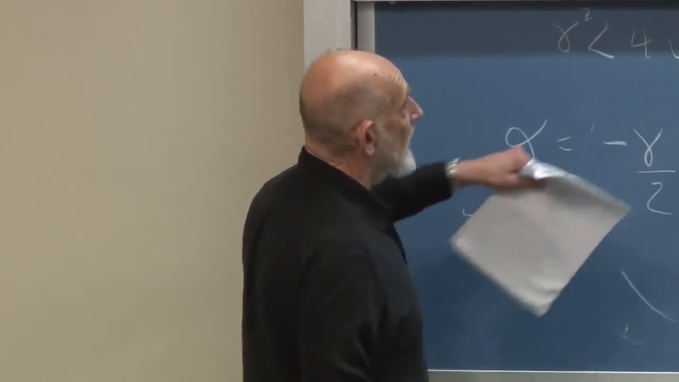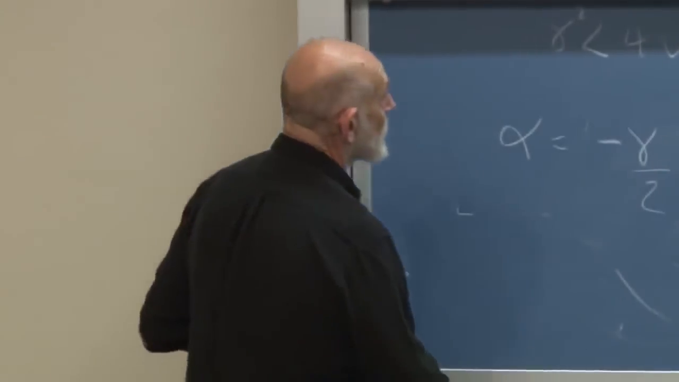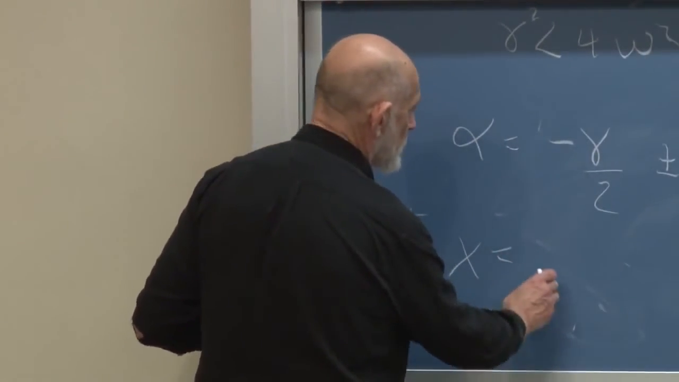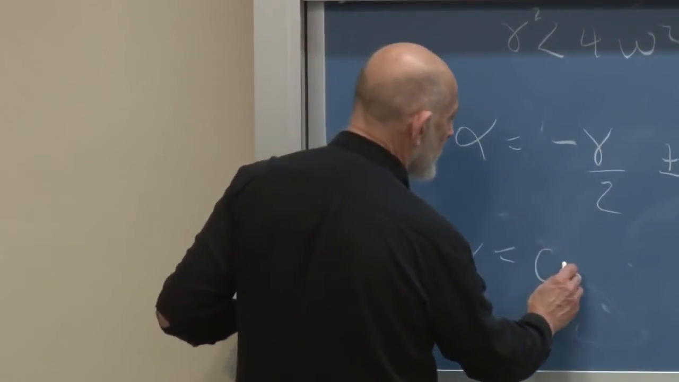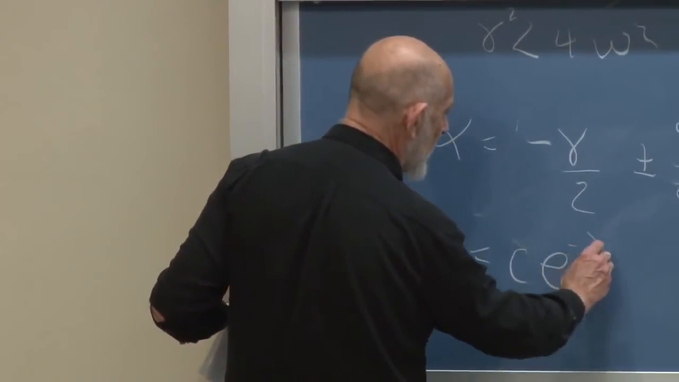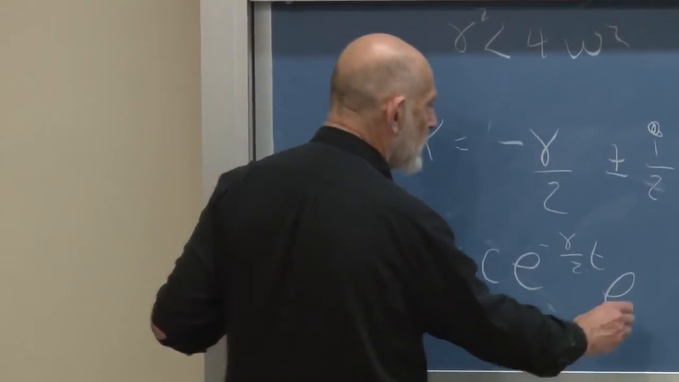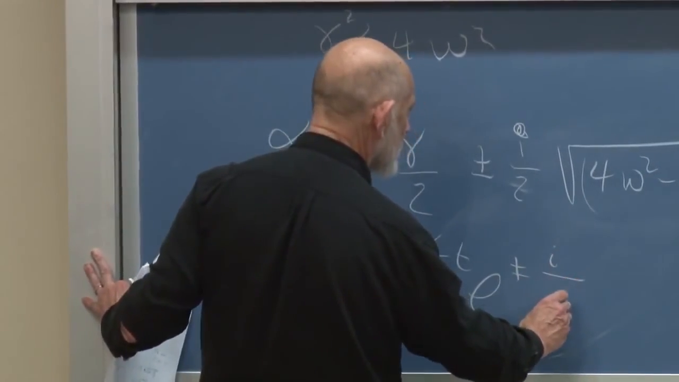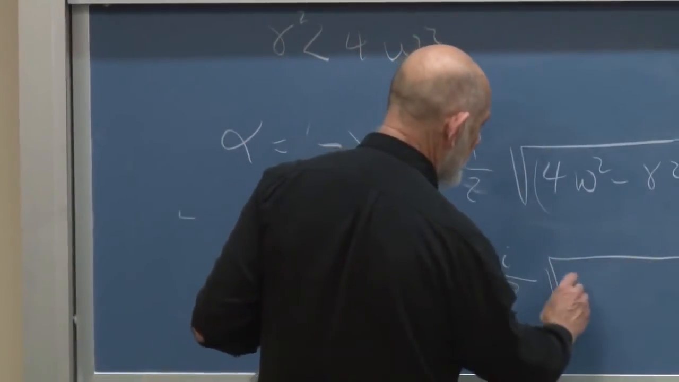And now let's look at the solution. Where is our solution? E to the alpha t. The general solution is x equal to a coefficient times e to the minus gamma over 2 t, times e to the plus or minus i over 2 square root of the same thing.